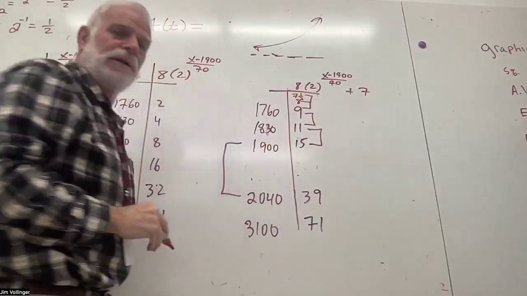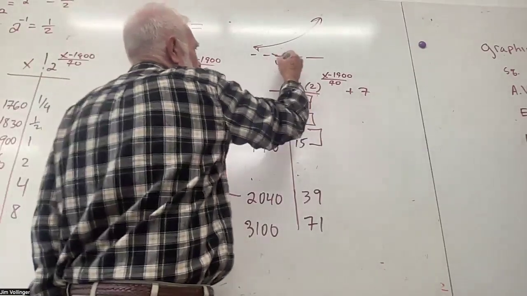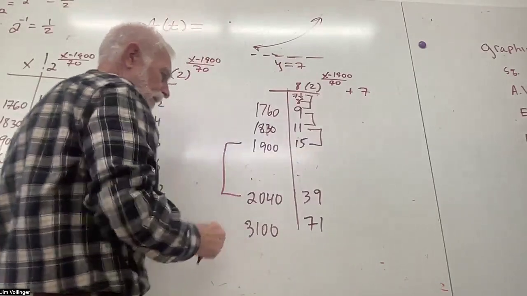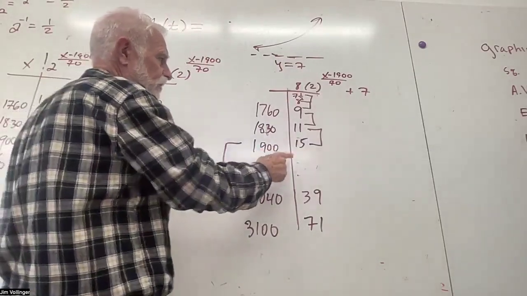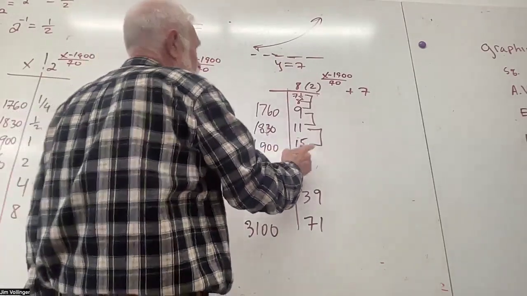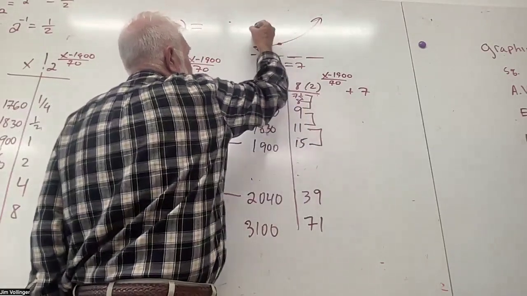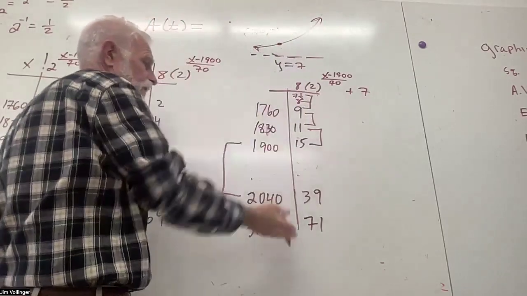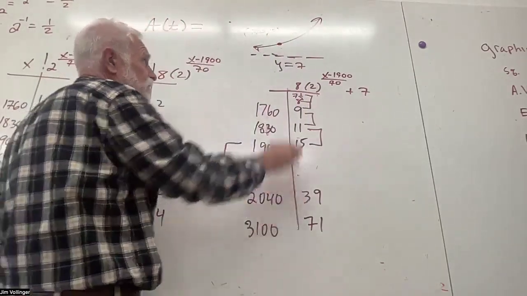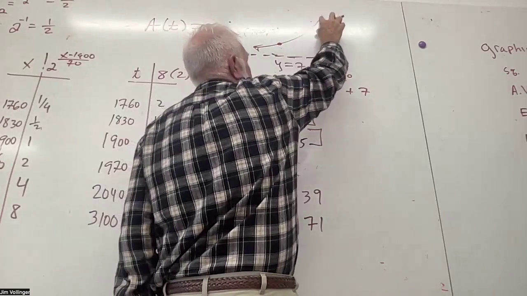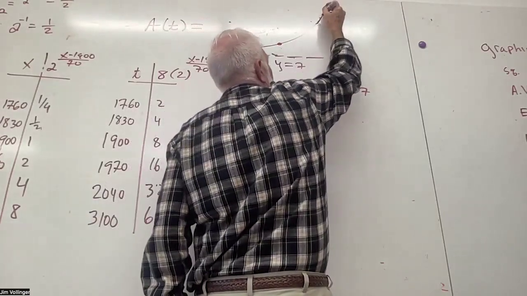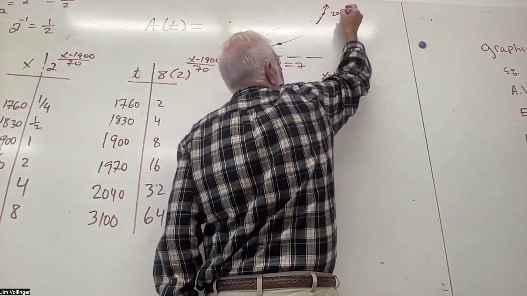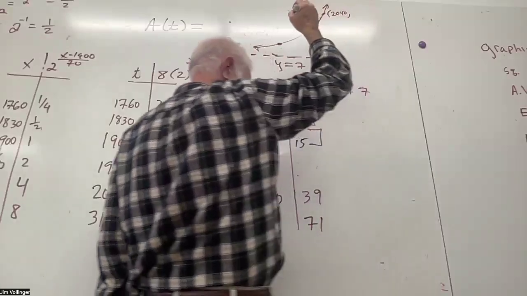Right, just a little bit of play there. But if I gave you y equals 7, and I gave you 1900 gets us 15, there's an infinite way of writing these exponential functions. 2040 gets us 39. That's about 4 times bigger differentially.